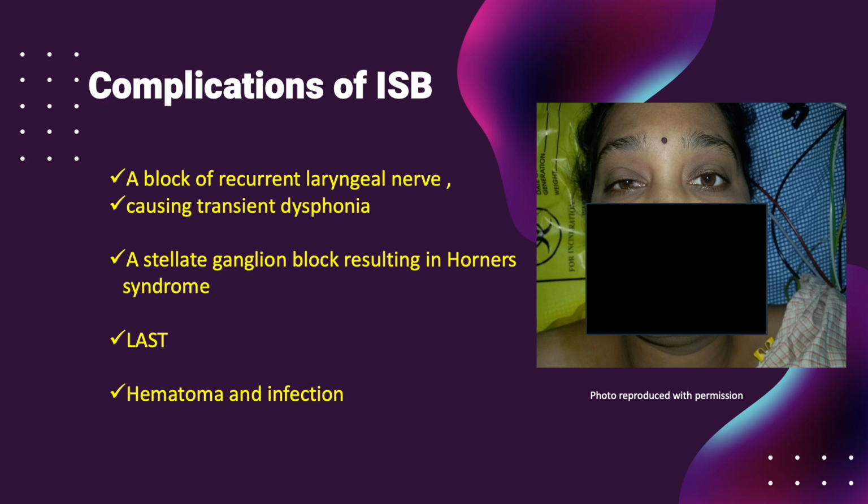The other complications of interscalene brachial plexus block are a block of the recurrent laryngeal nerve causing transient dysphonia, a stellate ganglion block resulting in Horner syndrome, local anesthetic systemic toxicity, and chances of hematoma and infection.